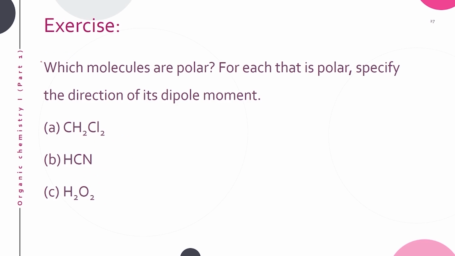Let's look at another example. Which molecules are polar? For each that is polar, specify the direction of its dipole moment. Dichloromethane, hydrogen cyanide, and hydrogen peroxide.